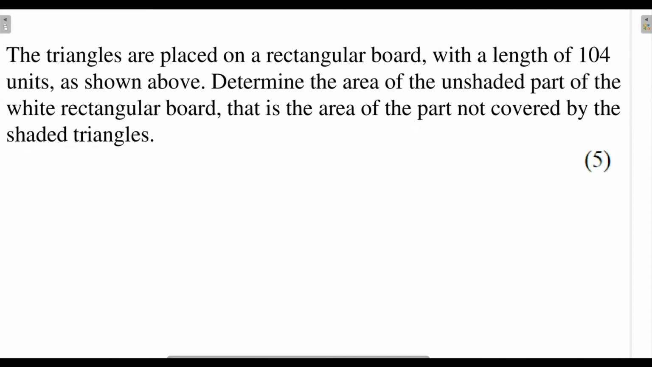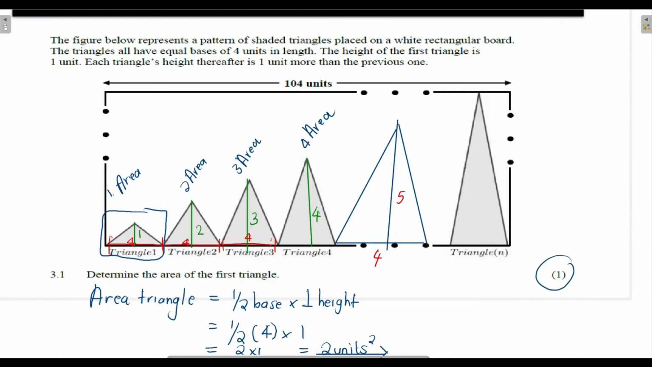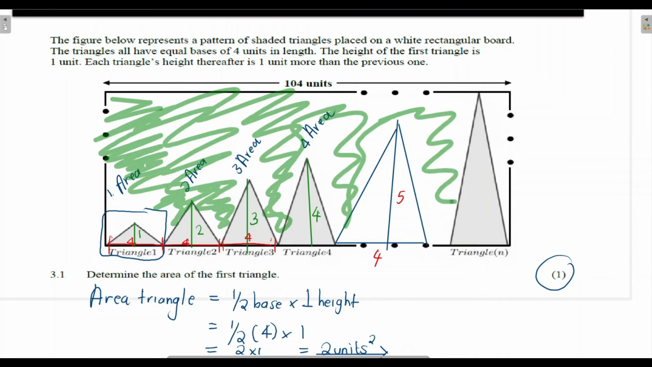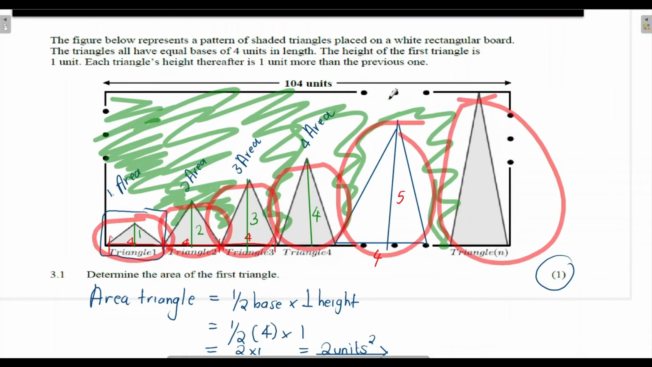So guys, this is also an application question, right? It's an application question for series, right? You need to understand that. Firstly, to get the area of the unshaded part, they want this area here. The unshaded part is that area there, the white region, all right? And for us to get that area, we need to get the area of all these triangles, all the way to the last triangle, right? And subtract it from the total area of this white board, okay? So basically that is what we have to do, guys, all right?